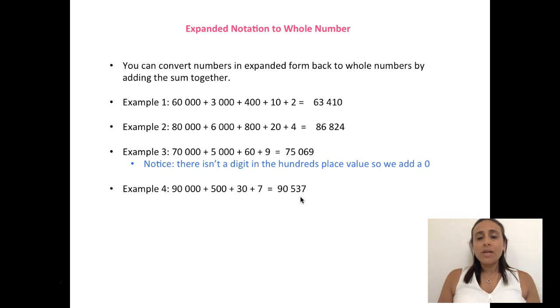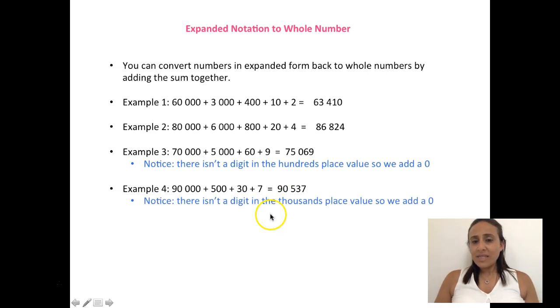Example number 4: 90,000 plus 500 plus 30 plus 7. If you add all those numbers together, you get 90,537. Again, notice that there isn't a digit in the thousands column. So it goes from the tens of thousands, but there's no thousands here. It goes straight to hundreds. So you're probably already thinking, oh, I must have to replace that with a 0. Woohoo, you're correct. You do. You have to replace where the thousands would be with a 0.